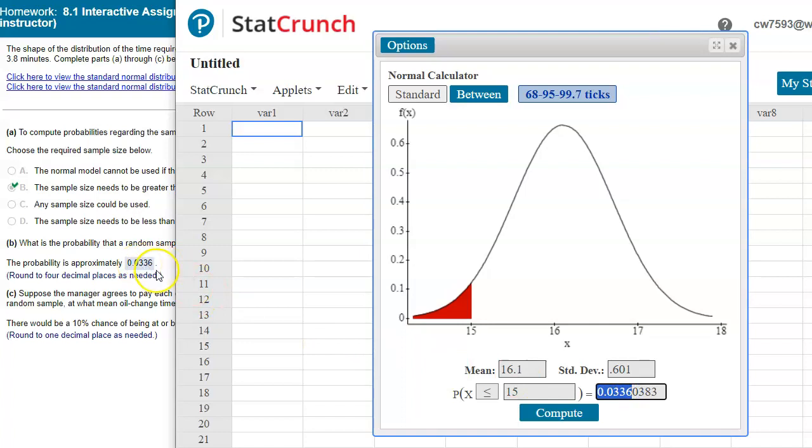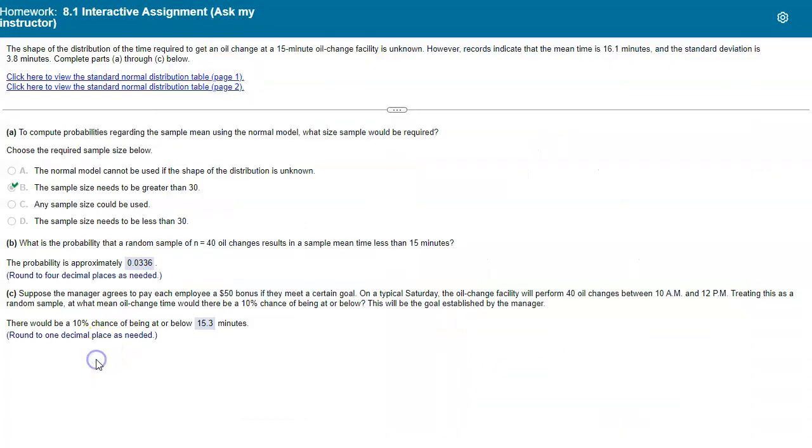part B using StatCrunch. Now in part C, I'm actually working this backwards. If you read this problem statement, really the $50 doesn't make much difference. The timing doesn't make a lot of difference. But notice that you're still looking at 40 oil changes, and you're treating that as a random sample. So I'll keep that same standard deviation that I had earlier.